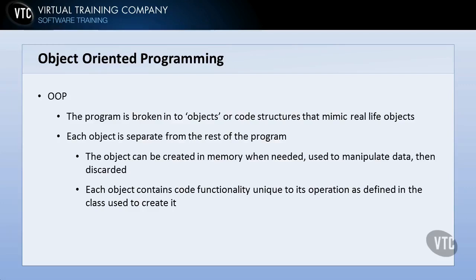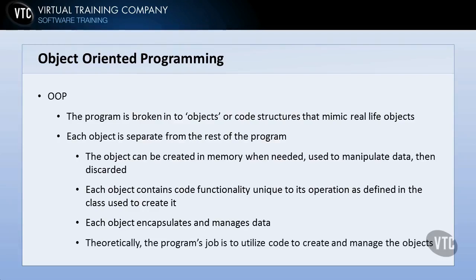Each object exists to encapsulate, or to hold and even somewhat hide and manage, our data. So it encapsulates the functionality of how the data gets managed, and it actually manages the data. Theoretically, the program that we write, its real job is just to create these objects from classes and manage the objects, and the code is supposed to tie all the objects together.